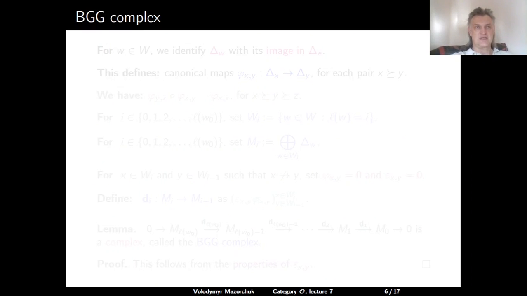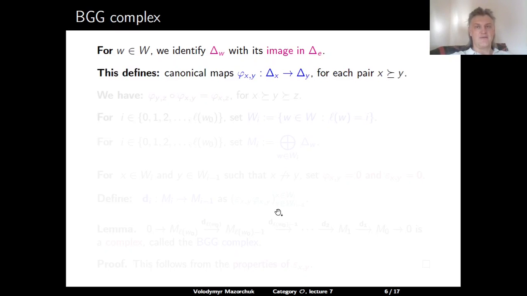So now, with this combinatorial lemma at hand, we can define what is known as a BGG complex. For an element w in W, we identify delta w with its image in the dominant Verma module delta e. So there is a unique submodule of delta e, which is isomorphic to delta w, and we just identify delta w with the submodule of delta e.